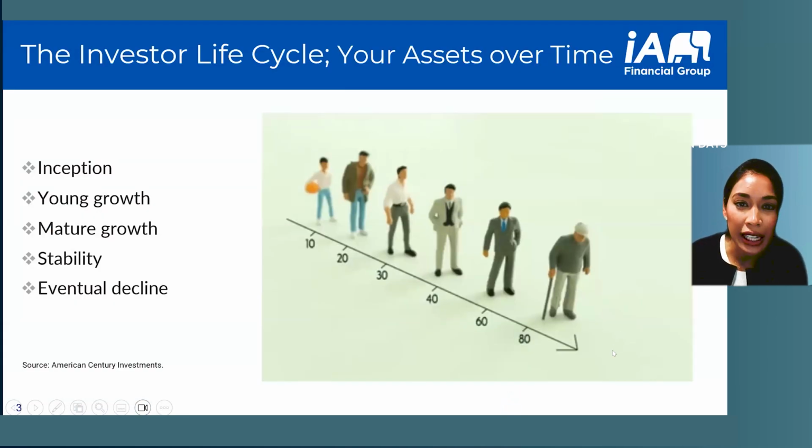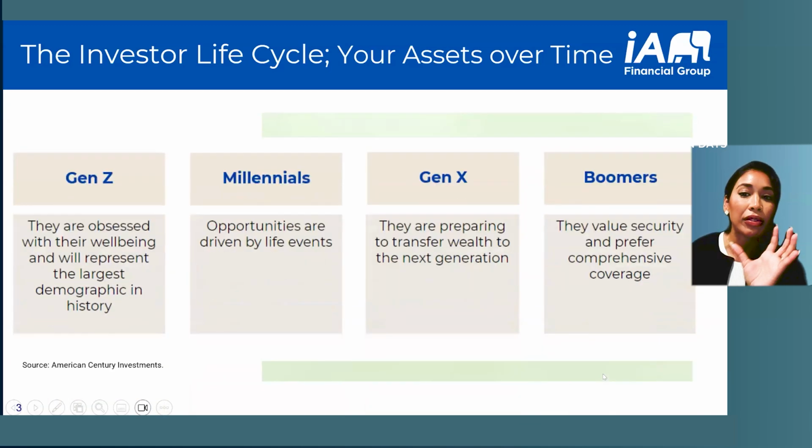The investor life cycle and your assets over time can be bucketed over 5 or 6 different periods. We have the inception, the young growth, the mature growth, the stability, and the eventual decline. On the chart next to you, or the infograph, you see different stages of one's life cycle. You're probably most familiar with this, though, which is the generational buckets of these said life cycles.